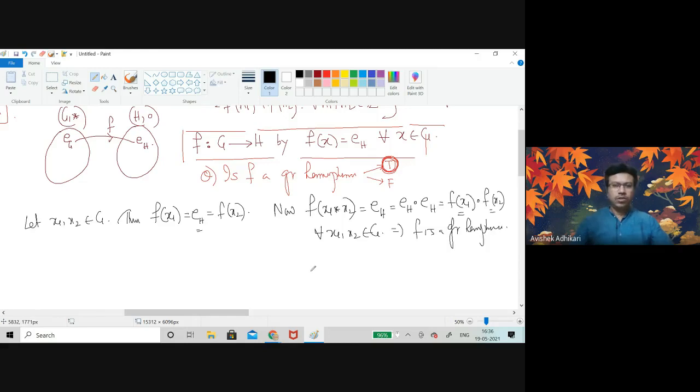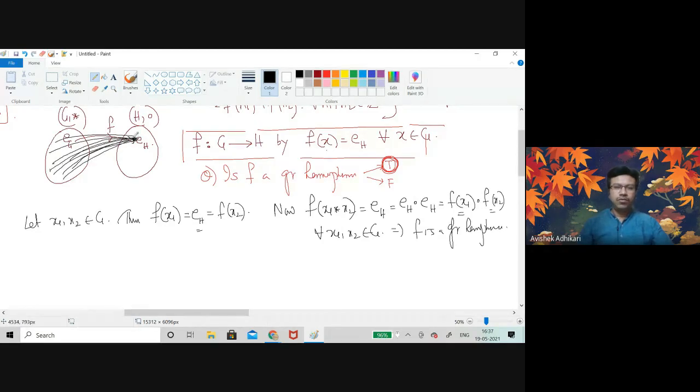Clear? So this is very important. That means this homomorphism is sending all the elements to E of H. Geometrically it will look like this: all elements will go to E of H. Okay, so this is always there.